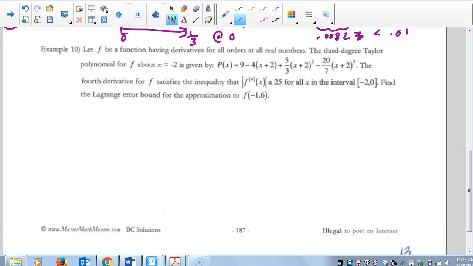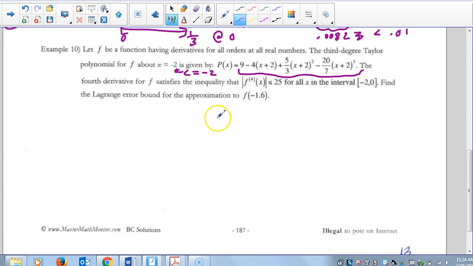All right, so this says you've got a function. It has derivatives of all orders for all real numbers. Important thing, because if it doesn't have a derivative, we're done. We got a 3rd degree Taylor. It's about x equals -2. So this is my center. So c equals -2. And they tell you the polynomial. They say, here it is. Here's my 3rd degree polynomial.